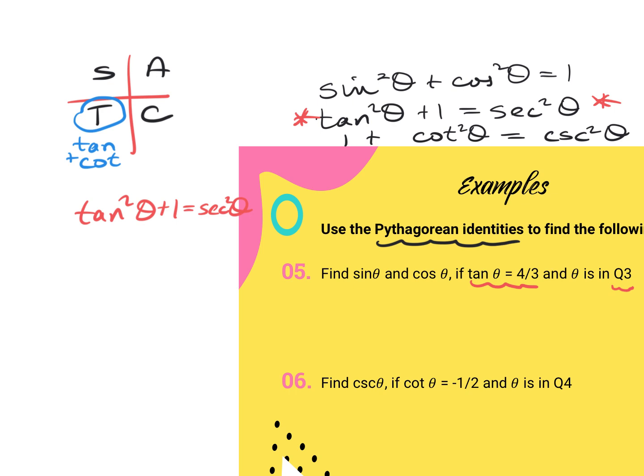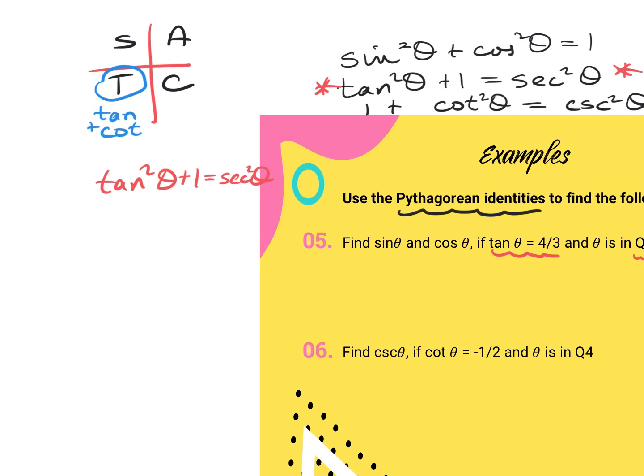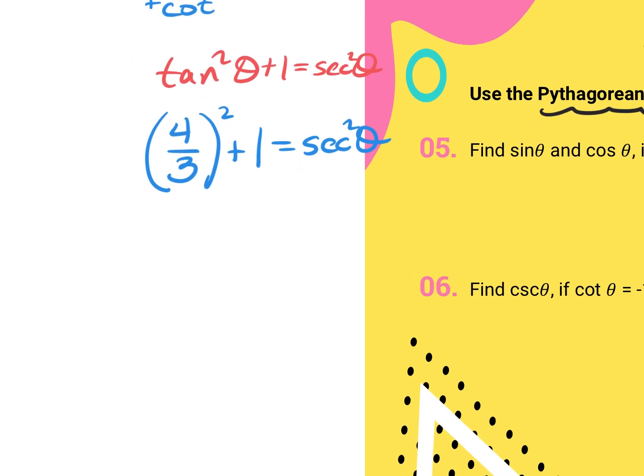So now, I'm going to take what they gave me, that tangent equals 4/3. So I'm going to take out my tangent squared theta. I'm going to put 4/3, and I have to square it. And then I put the plus 1 equals secant squared theta. I need to add these fractions. So I'm going to square it first. So I get 16 over 9. Now I need to add these fractions. So I'm going to change my whole number 1, and I'm going to make it 9 over 9. And then it equals secant squared theta.